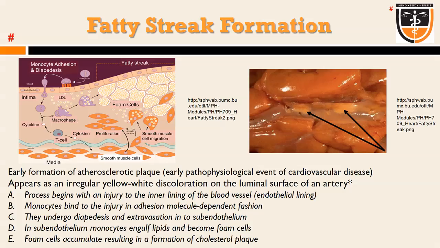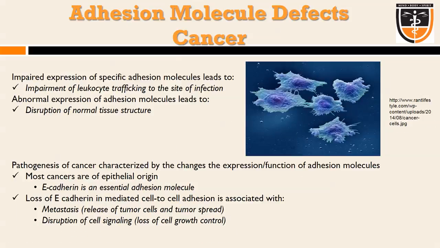Makes sense? So now, let's talk about cancer. We know that cells are attached to each other. And we know that this attachment is important. So impaired expression of specific adhesion molecules will lead to impairment of leukocyte trafficking to the site of infection. So what does that mean? You remember if these ICAMs are affected or anything else affected, leukocytes will not get attached to it. We also have abnormal expression of adhesion molecules that will lead to disruption of normal tissue structure. Because if they are not attached properly, the cells will look funky. They will not attach properly to tissues and tissues itself.